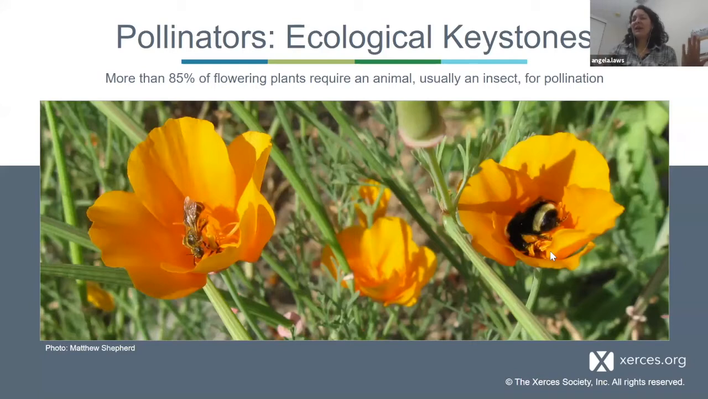I think we all know pollinators are important, especially to terrestrial ecosystems, because 85% of flowering plants require an animal, usually an insect, for pollination. So all these plants need pollinators to reproduce, and all of the animals that rely on plants for food, seeds and berries, rely on those pollinators. And so do we, right? For much of our diet is dependent on pollinators. Our economy and agriculture are dependent on pollinators.